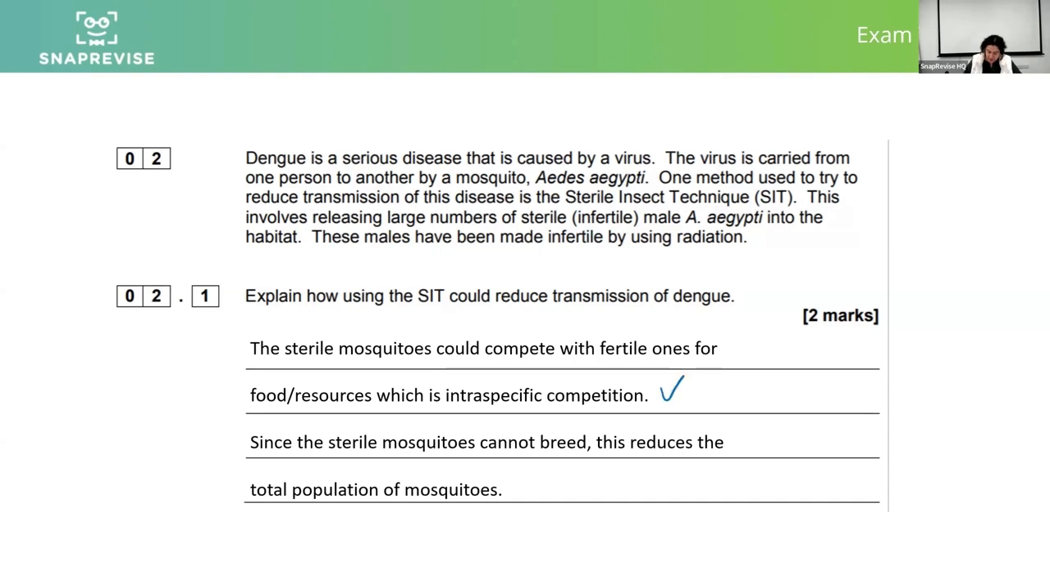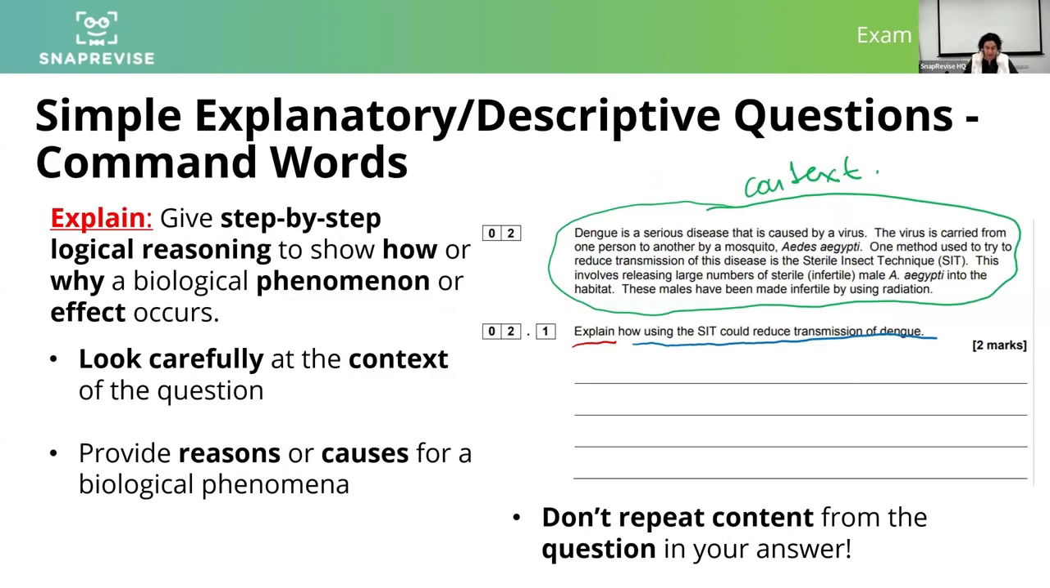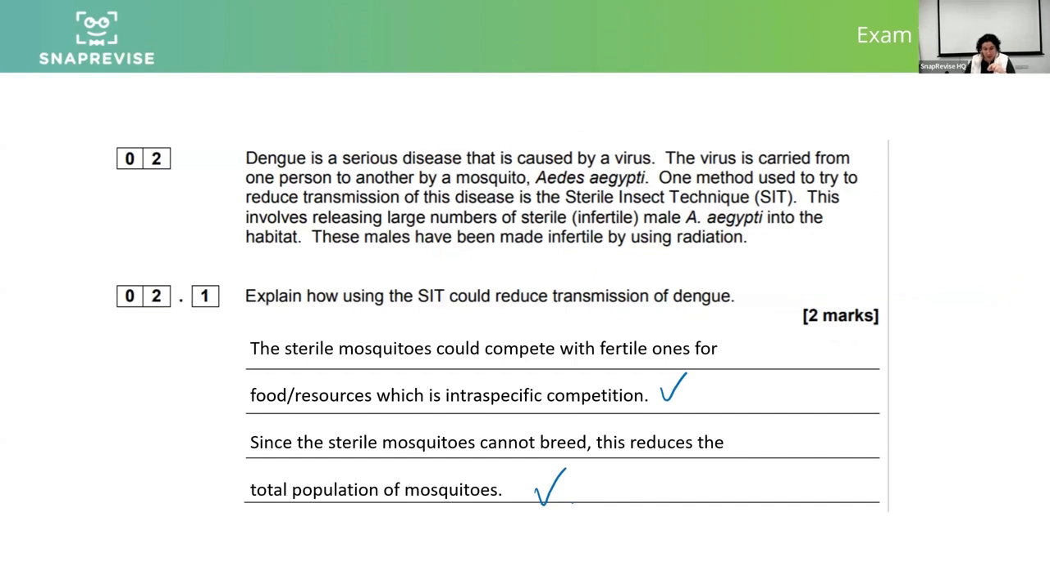competition. That's 1 mark. Since the sterile mosquitoes cannot breed, this reduces the total population of mosquitoes. That is 2 marks. So I have explained the underlying biological phenomenon, right? I have given a sort of step-by-step reasoning for what's the phenomenon here? The reduction in transmission of dengue. What is the underlying mechanism? The fact that mosquitoes cannot breed and they compete for resources, and therefore they finally reduce the population of mosquitoes. It's the underlying mechanism.